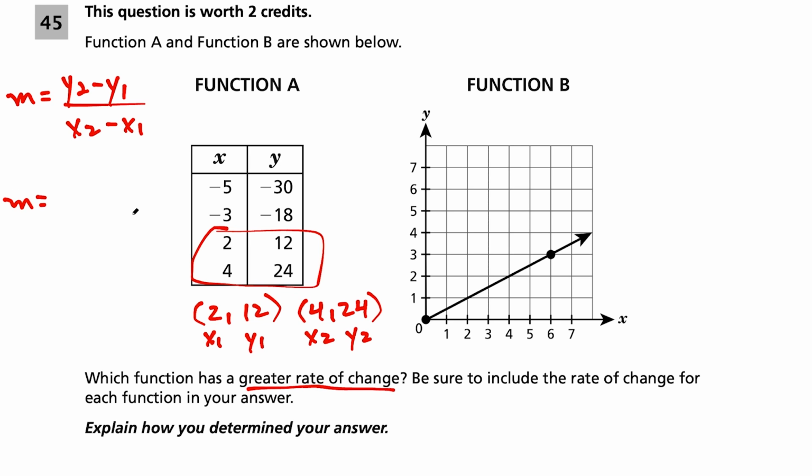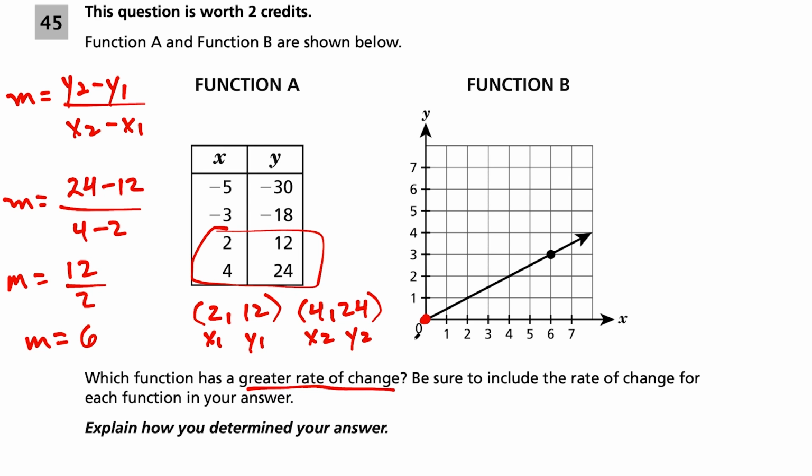So we find the slope here. So we're going to do y2 minus y1. So we're doing 24 minus 12 divided by x2 minus x1 would give us 4 minus 2. And then we just have to simplify. 24 minus 12 is 12, and 4 minus 2 is 2, and 12 divided by 2 is equal to 6. So the rate of change of function A is equal to 6.